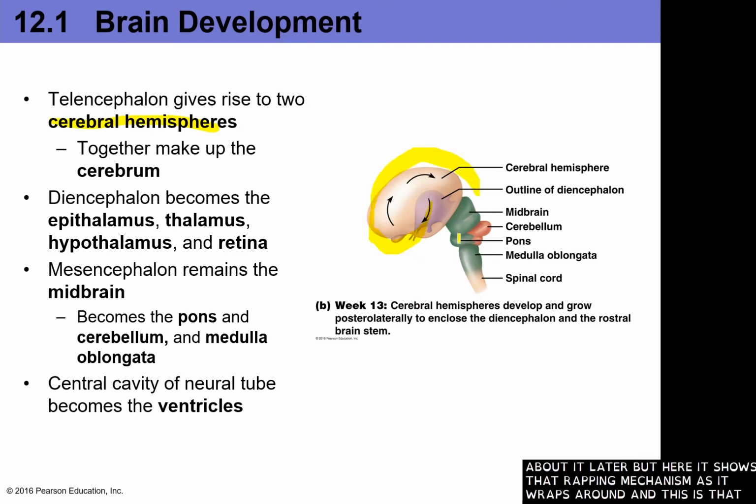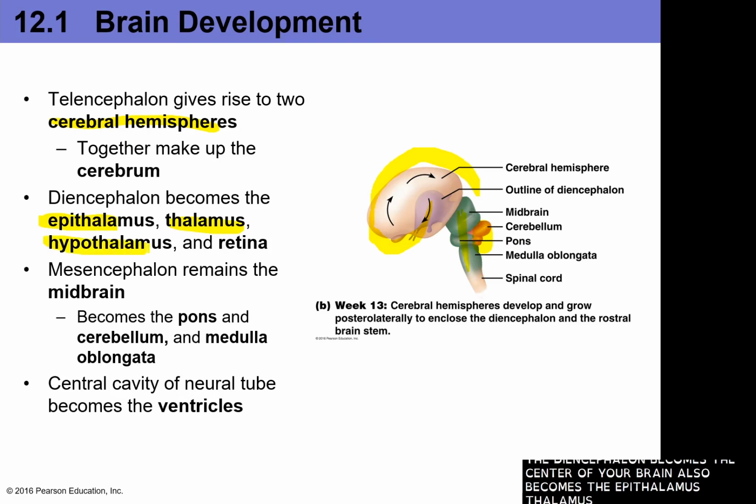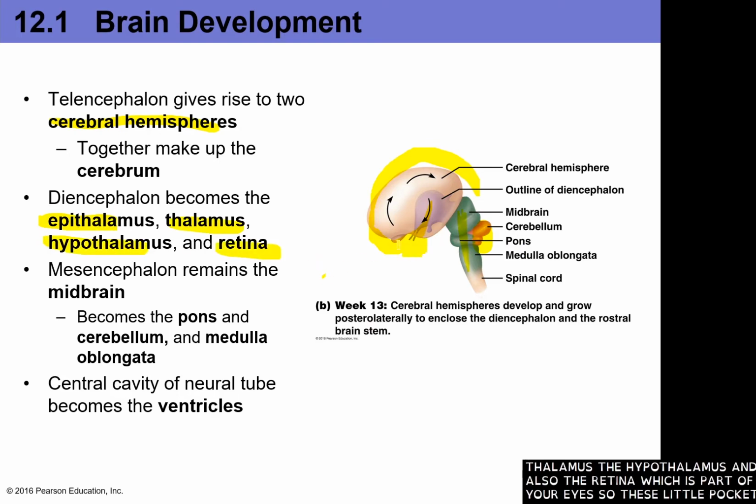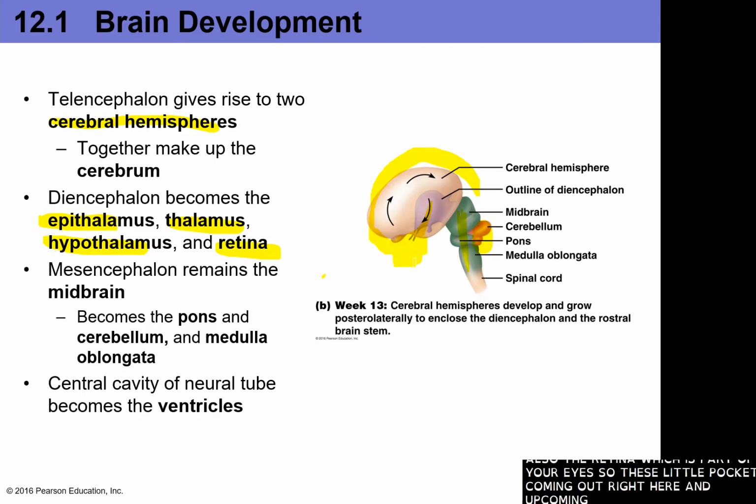And this is that increasing of the surface area of your brain. Then we see the green region end up here. That red region ends up becoming the cerebellum, which is that part on the back of your brain. And then the diencephalon becomes the center of your brain. So it becomes the epithalamus, the thalamus, the hypothalamus, and also the retina, which is part of your eyes. These little pockets coming out right here end up becoming your retina, which is pretty cool. And then the mesencephalon back here remains the midbrain.